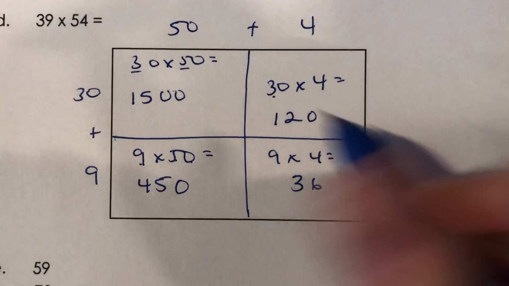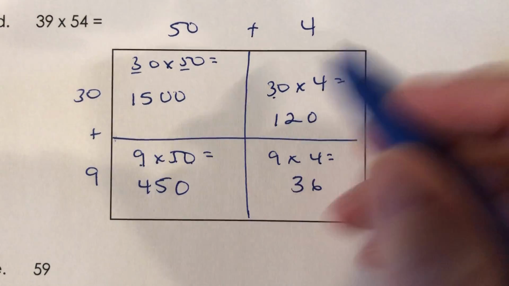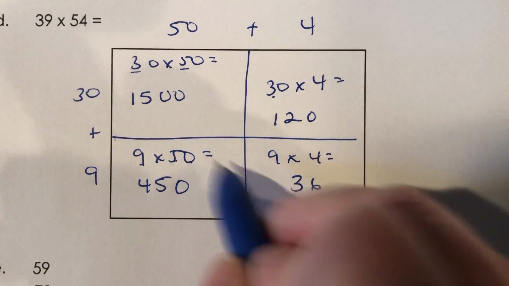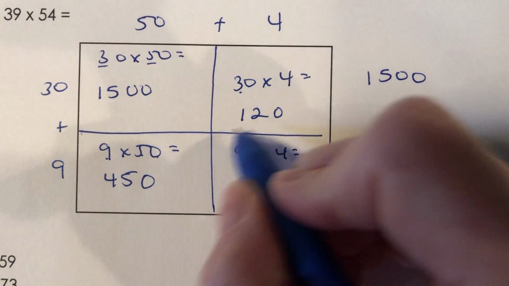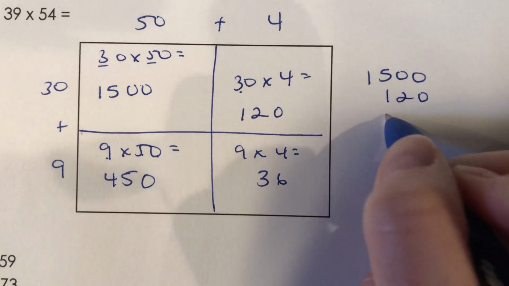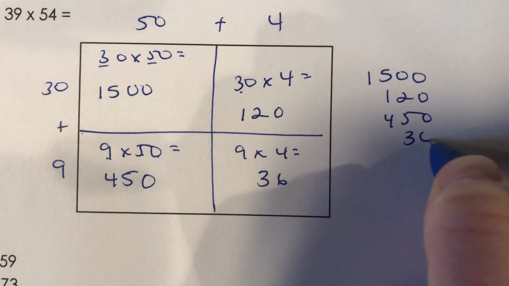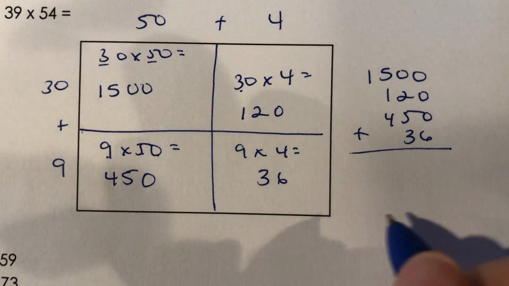All right, so let's go ahead and add all of those products together. These are all parts of the entire product. That's why they call it partial product. So we have 1,500, we have 120, we have 450, we have 36. We want to add all of those up.